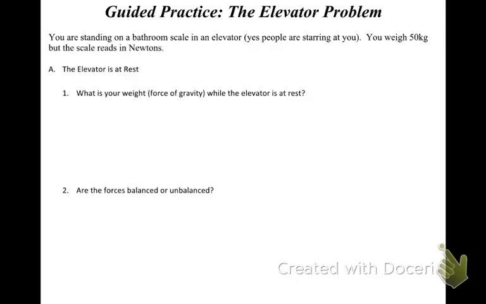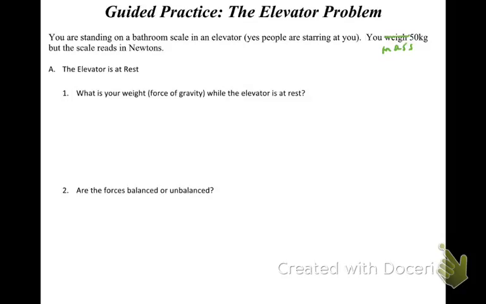If you haven't done this, I would suggest that you take a bathroom scale and go into an elevator and stand on it because it's quite fun to do. So you're standing on a bathroom scale in an elevator, and yes, people are staring at you, just in case you're wondering. It's not something normal to do, but I've done it and it's really enjoyable. Now it says that you weigh, it really should say that you have a mass of 50 kilograms. But the scale is going to read in newtons.